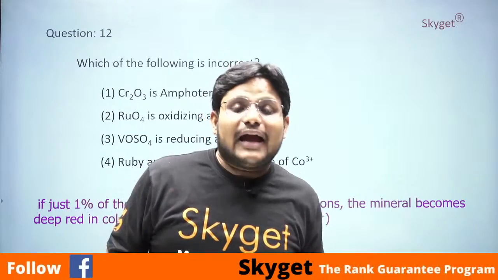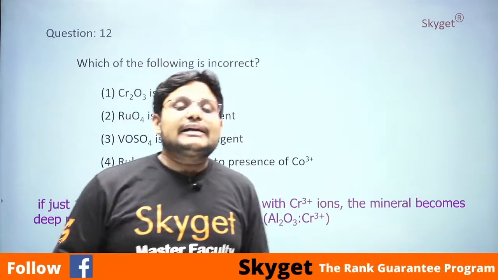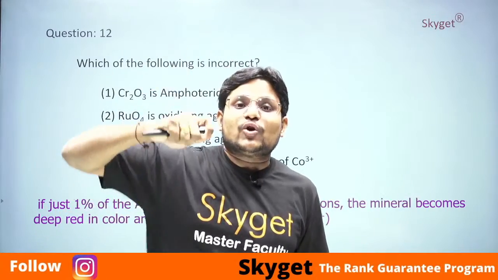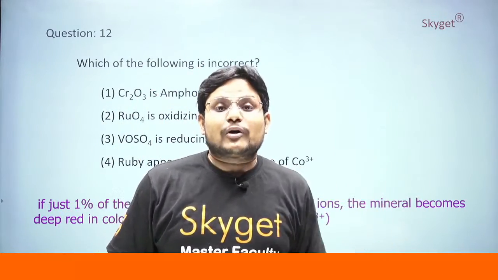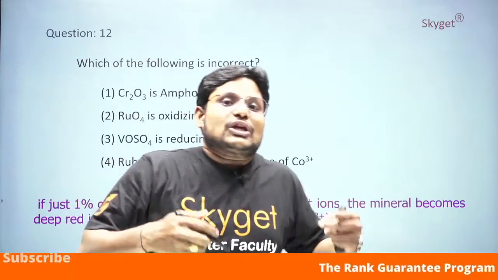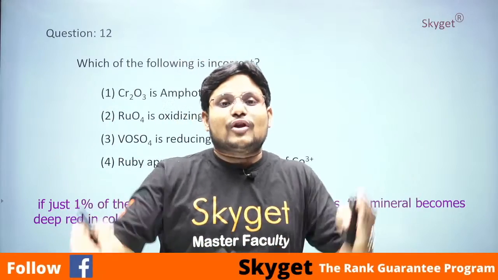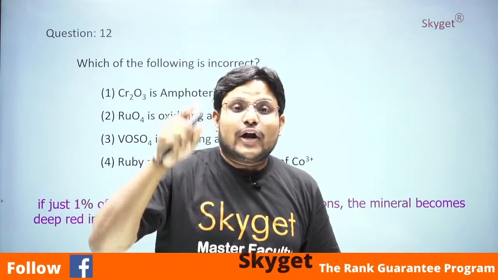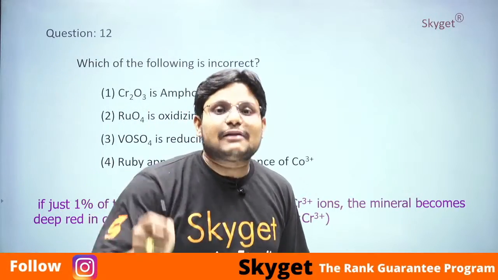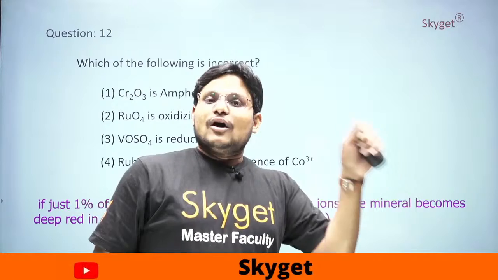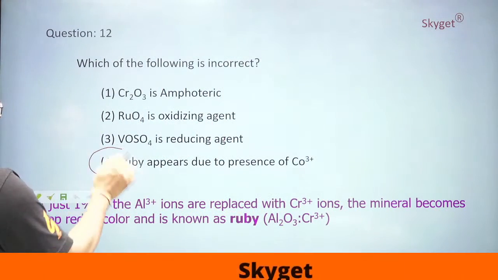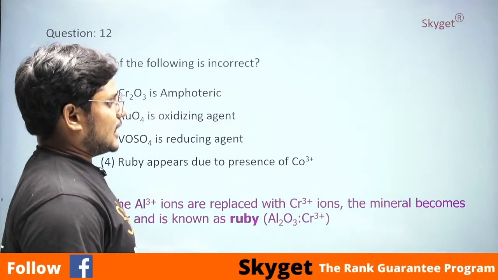What is the reason behind the red color? Yes, students, the red color is not due to the presence of Co3+. I am explaining each and every option here because in the next coming examination, they can change the options and ask what the reason is for the formation of red color in a ruby. At that time, you should not remember just the option. You have to remember the reason behind every option here. Okay, students? The answer is option 4. 4 is the incorrect statement.